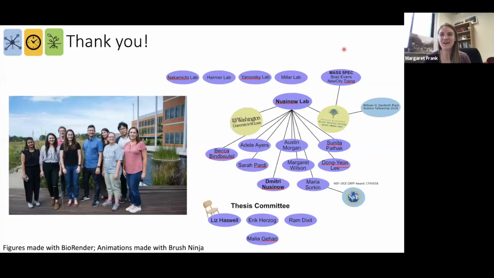So you can either unmute yourself, or if you have a question that you want to type into the chat, I will read it out.